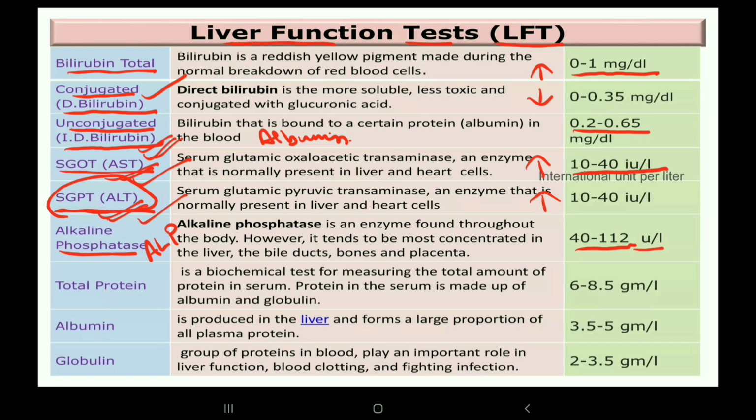High levels mean there is liver damage, or there is a blockage in the bile duct, or stones in the gallbladder. A high level of ALP may also indicate some bone diseases because ALP is also present in bones. Now, low levels of ALP may indicate protein deficiency or malnutrition.